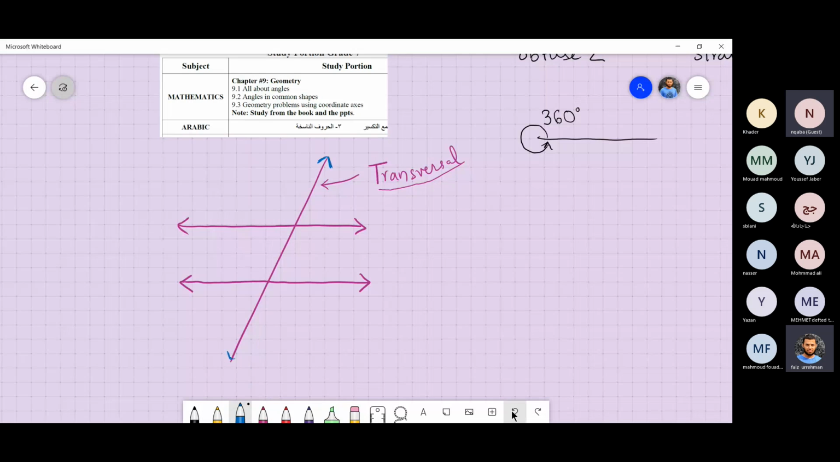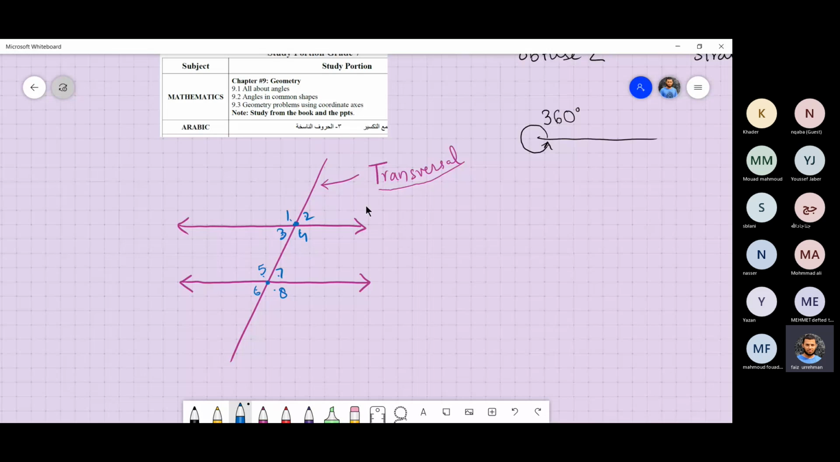Now, this is a transversal, and a transversal makes some angles on the parallel lines, right? How many angles are formed? 8. 8 angles are formed. So a transversal cuts two parallel lines at 2 points. This is a point and this is a point.